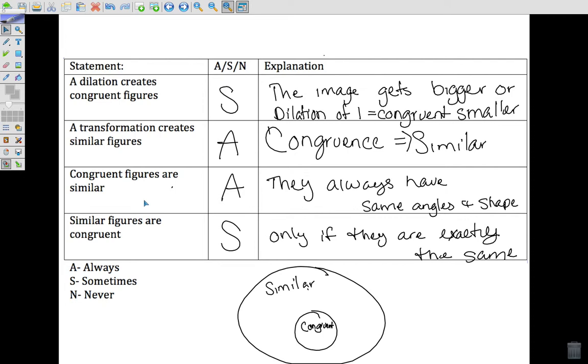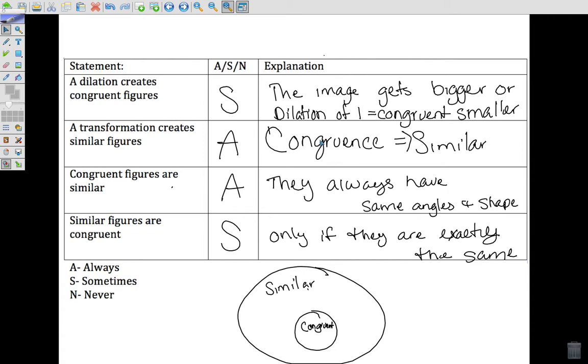Congruent figures are similar. This is what we just talked about, right? Congruent figures are always similar because they always have the same angles and shape. It's the same exact everything, so they have to be similar. Similar figures are congruent. This is only sometimes. This is only if they're exactly the same. But a lot of times it's a smaller picture, right? It's a dilated picture. It's just smaller. That's not congruent. It's just similar. So that's a sometimes. All right, so that was our warm up.